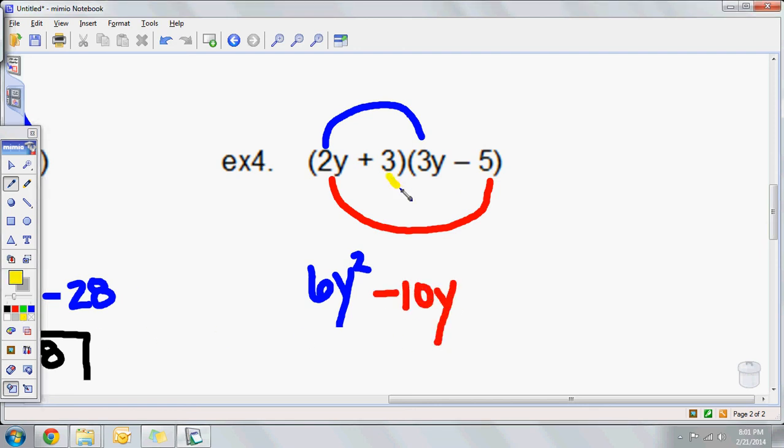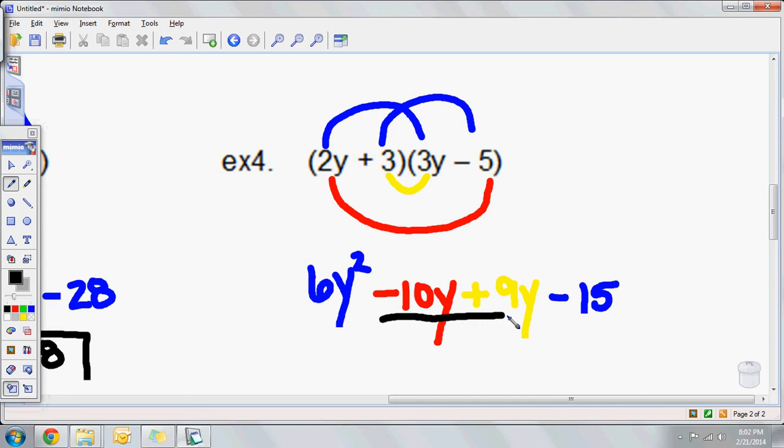Inner 2 terms. Remember, you're multiplying when you're doing all of this, not adding. You're just multiplying. So we get 9y. And then our last 2 terms, negative 15. Okay, so when you're FOILing, it's all multiplication. Now, when you're combining like terms, you're either going to add or subtract depending on what you're given. So I'm going to bring everything down. I have 6y squared. I'm going to combine, so negative 10y plus 9y gives you a negative 1y. And then bring down your minus 15.